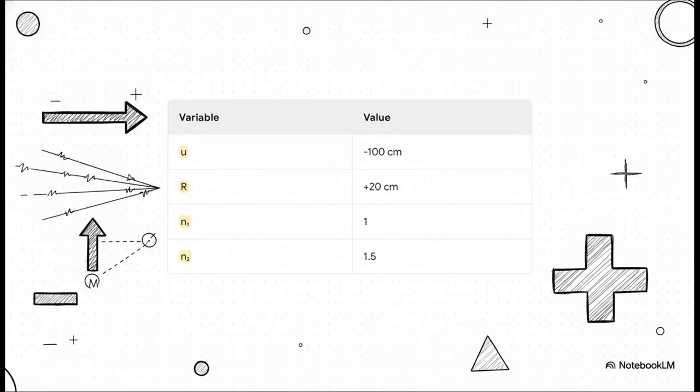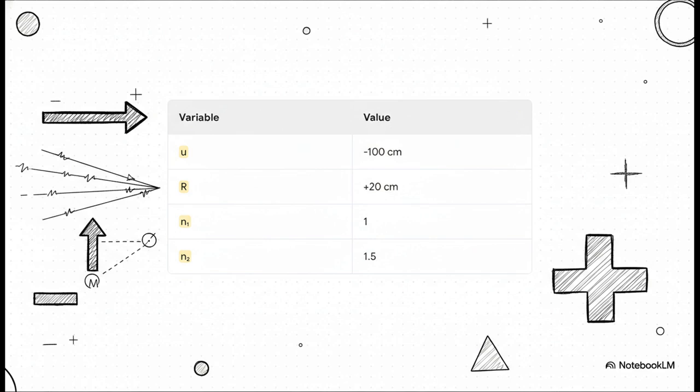No, hang on. Before we just start plugging in numbers, we have to follow one super important rule, the sign convention. Think of it like this. Light is traveling in one direction, let's say left to right. Any distance we measure with the flow of light is positive, but any distance we measure against the flow of light is negative. So since our object is to the left of the surface, we have to go against the light to get to it.